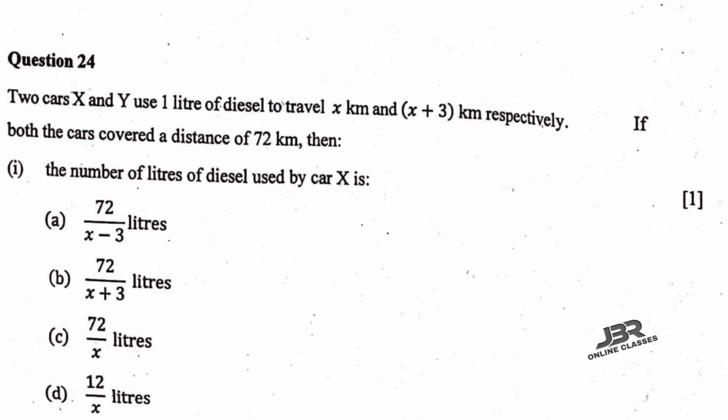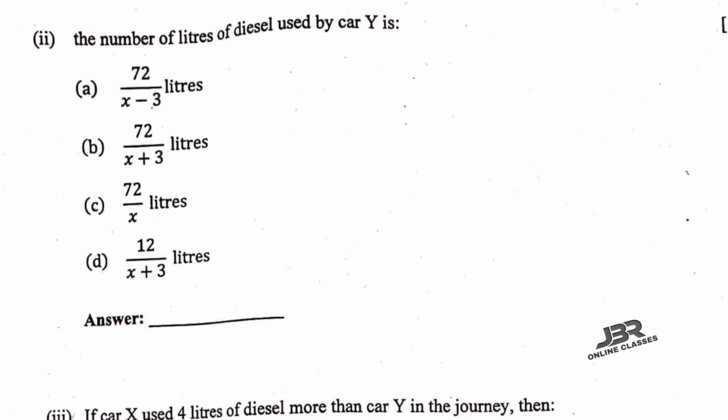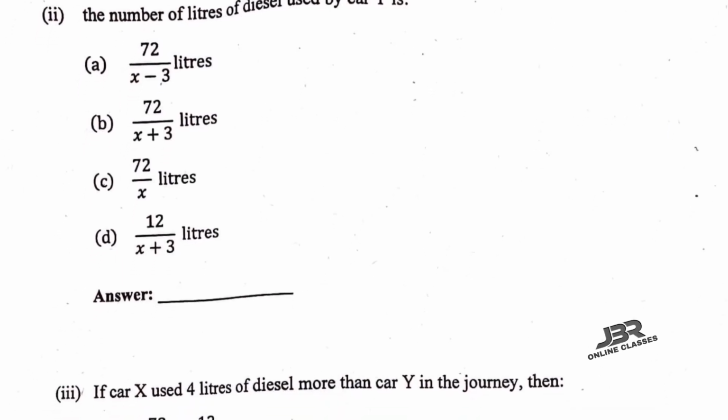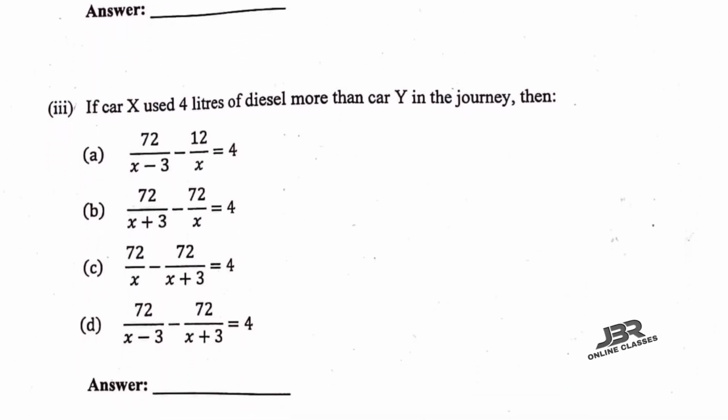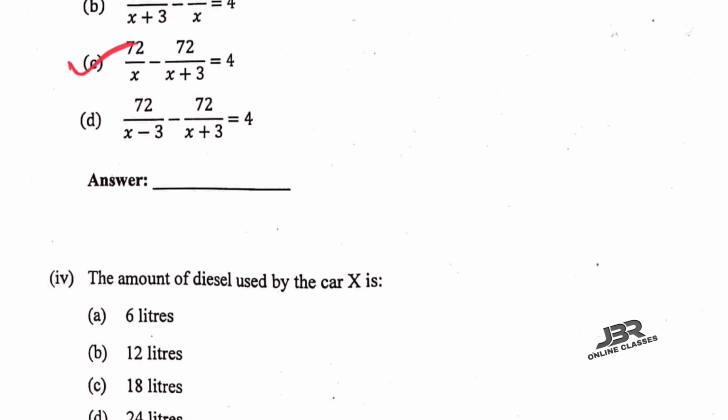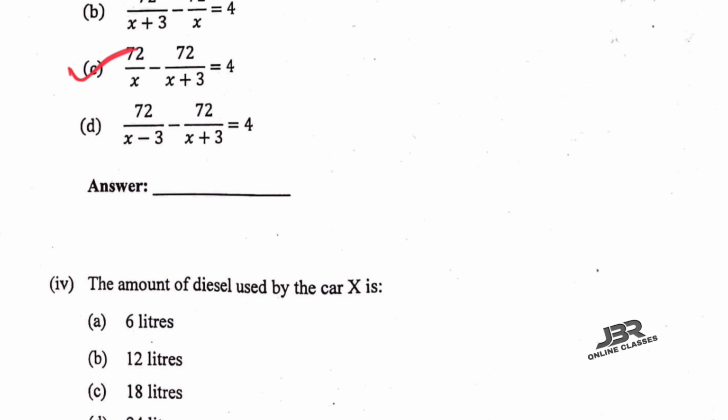Both the cars cover a distance of 72 kilometers. Then here the number one will be 72 by x. That means option C. Number two, the number of liters of diesel used by car Y will be 72 by x plus 3. That is the answer. Now next one, if car X uses 4 liters of diesel more than Y in the journey, then it will be 72 by x, that means option C, minus 72 by x plus 3, that one equal to 4. And the last one, the amount of diesel used by car X will be here 12 liters. Okay, option B. Now the last one.